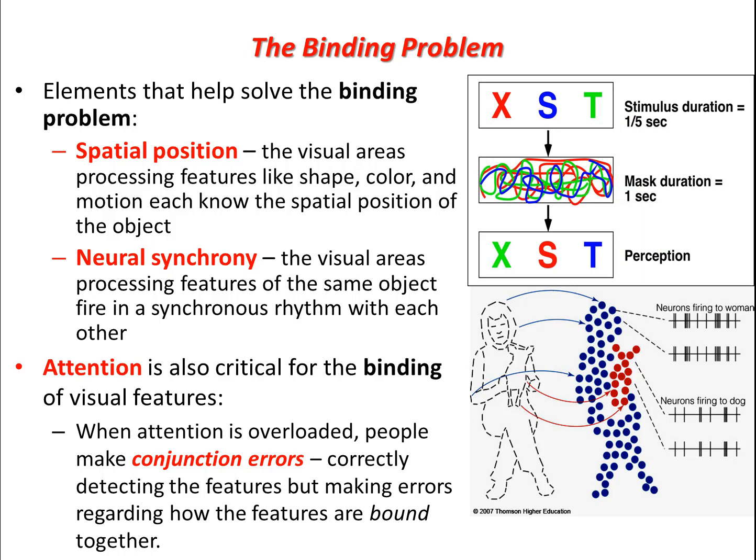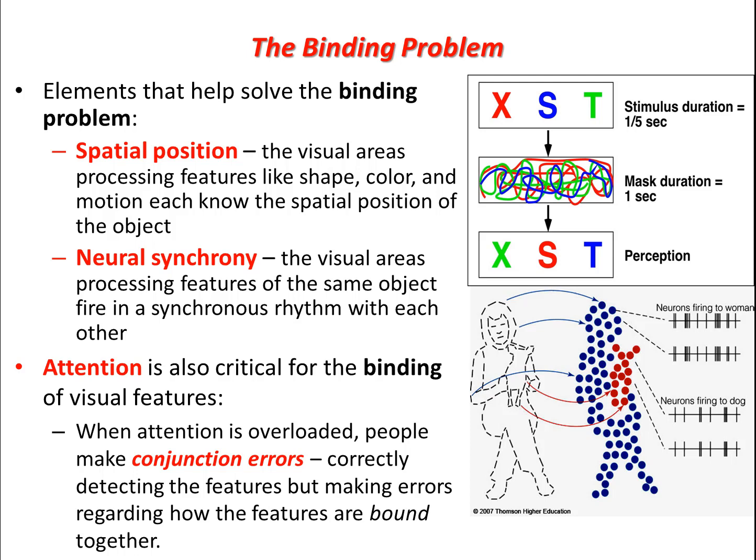Conjunction errors are errors in how the features are bound together. For example, in a task where stimuli are masked, so here are three stimuli, a red X, a blue S, and a green T, that are very, very quickly masked. So the processing is limited to a very brief period of time, about a fifth of a second. When subjects are asked to identify these objects, they very frequently make errors of conjunction and will report the correct letters, but misreport the colors for each of the letters. So this shows that both the features and the colors are in fact processed, but they are miscombined due to lack of attention or the lack of time for feature integration.